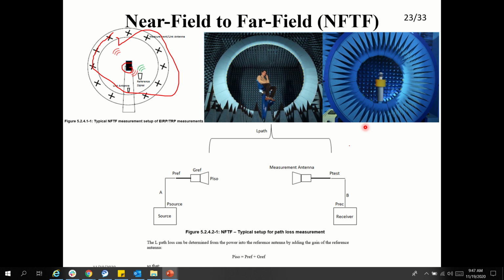So we'll continue with the near field. Near field means you have the DUT here, and these antennas are in the near field. Previously we saw the reactive near field, radiating near field, and far field. So we'll keep to the reactive near field and radiating near field.